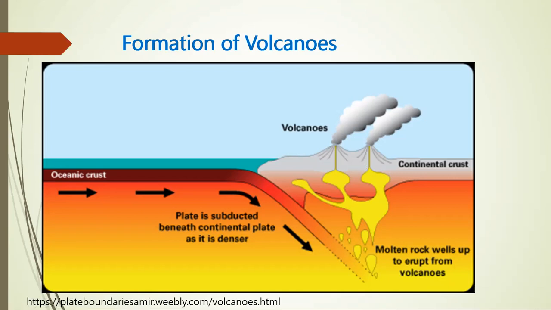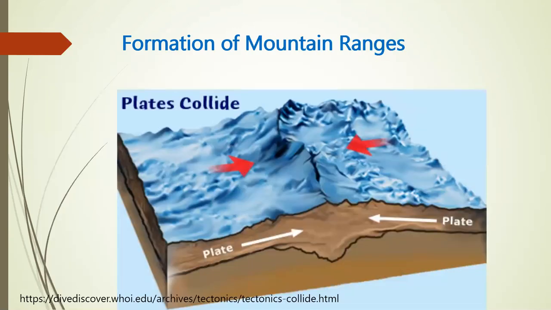Clear? Next, we have here the formation of the mountain ranges. So again, the two plates are moving towards each other and they collide. But in this case, unlike the volcano, where one plate is an oceanic plate and the other is a continental plate, in the case of mountain ranges, the two plates that collide are both continental plates. So do you think one will subduct beneath the other? No, because both of them are less dense.